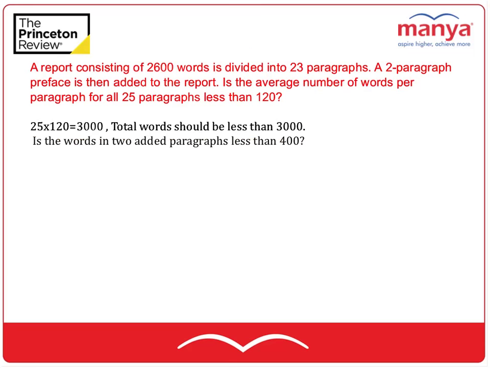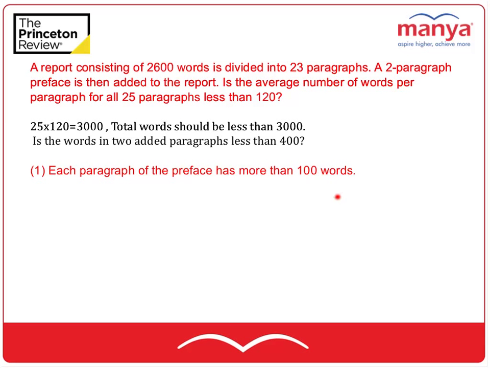So the first statement says each paragraph of the preface has more than 100 words. Does that help you to know that the 2 added paragraphs are going to have less than 400 words? Can you give me the answer in the chat box? Is this statement sufficient for you to know whether the words in the 2 added paragraphs are going to be less than 400? Yeah, it may or may not, because it is more than 100, right? If it is 100 itself or 101, you can have less than 400. If it is more than that, you can have more.